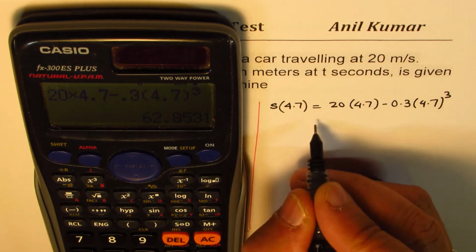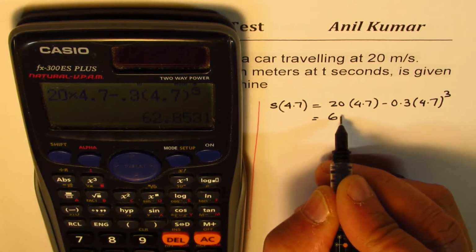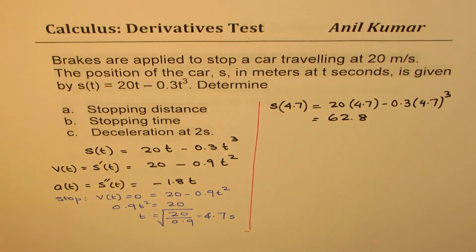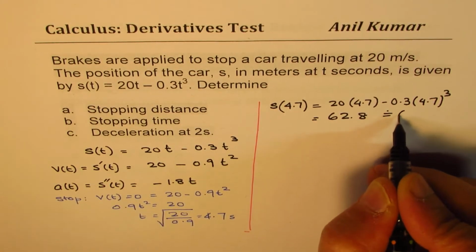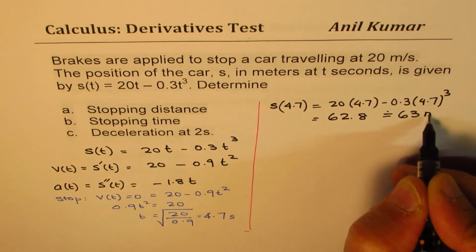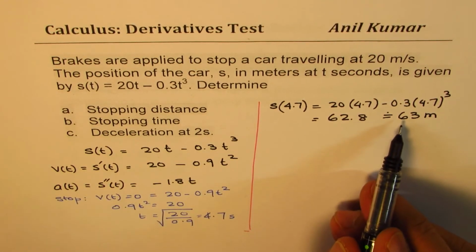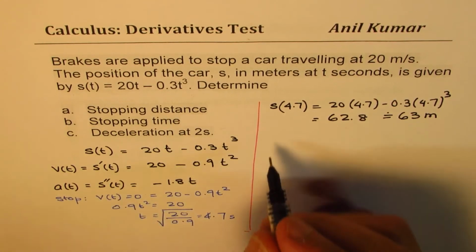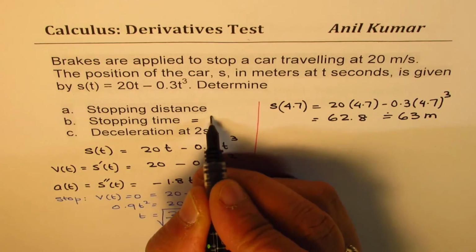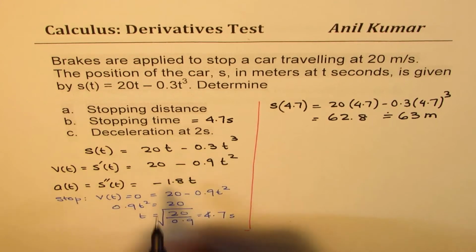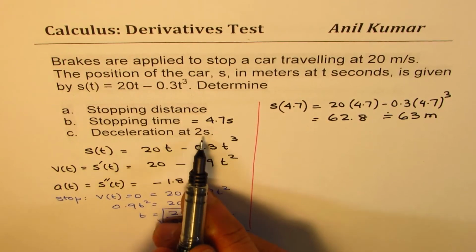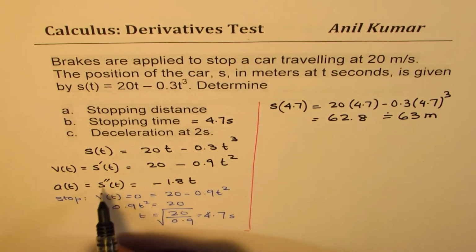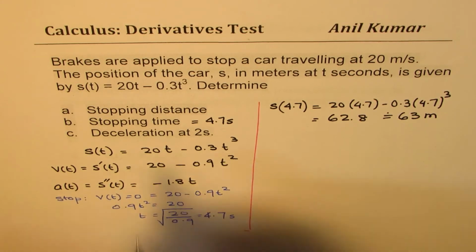which is equal to 62.8. So we'll assume this to be 63, right? So we'll round this to 63 meters. So stopping distance will be 63 meters. Stopping time, we have already found as equal to 4.7 seconds. And deceleration at 2 seconds we want. That means the third formula, we can substitute 2 for t and then figure it out.